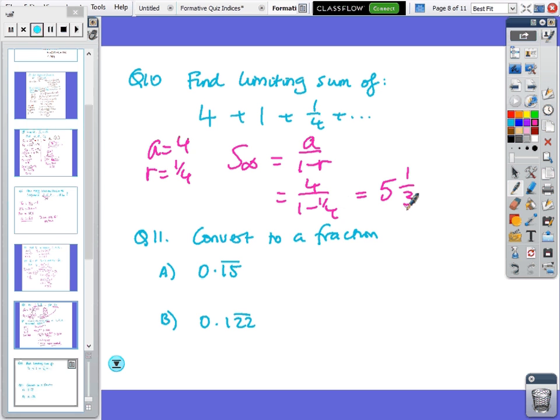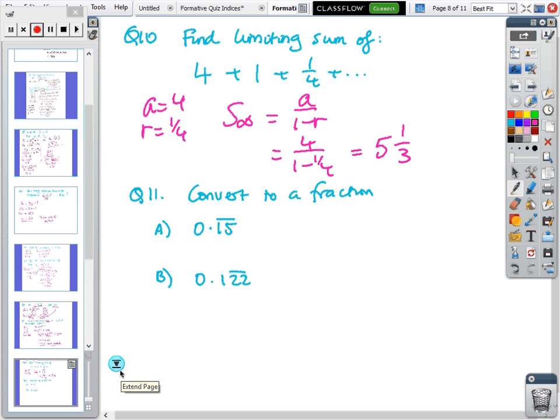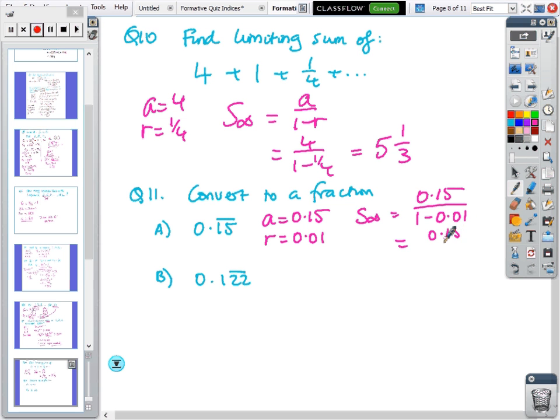With these ones here, we've got a is 0.15, r is 0.01, and then you do your limiting sum again. So S infinity equals 0.15 over 1 minus 0.01, which is 0.15 over 0.99, and that's the same as 15 over 99, which is 5 over 33.